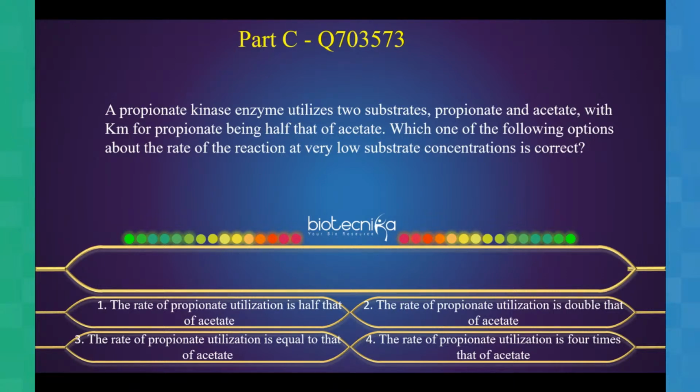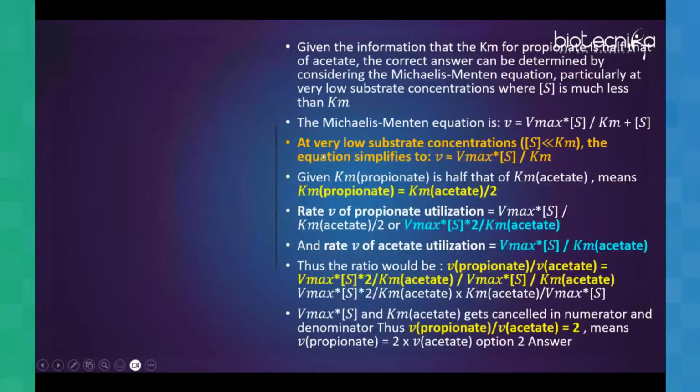Okay. So option 2, Somen is saying, let's see, have a look. See here, given the information that the Km for propionate is half of acetate. Okay, Km is given, so the correct answer can only be determined by using the Michaelis-Menten equation, particularly at very low substrate concentration where substrate is much less than Km. We want to find out the rate through this Michaelis-Menten equation. We know the Michaelis-Menten equation is V0 is equal to Vmax into S divided by Km plus S.